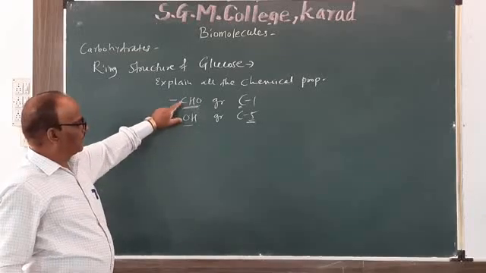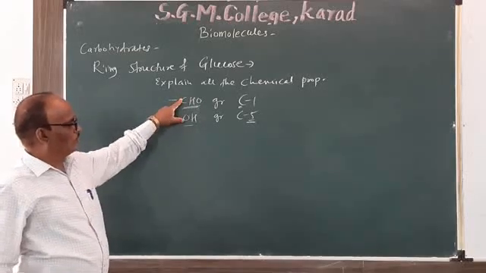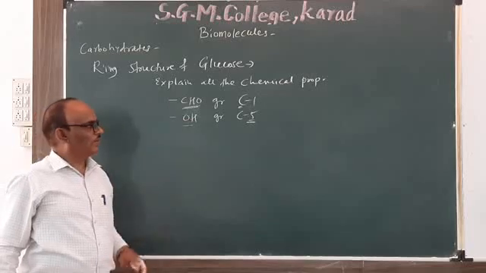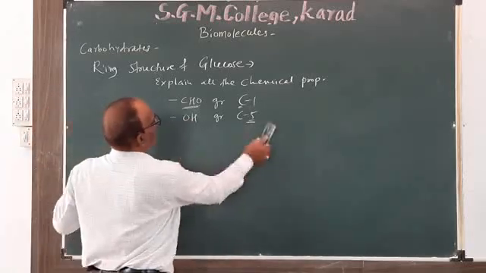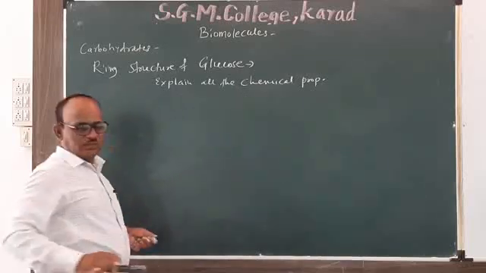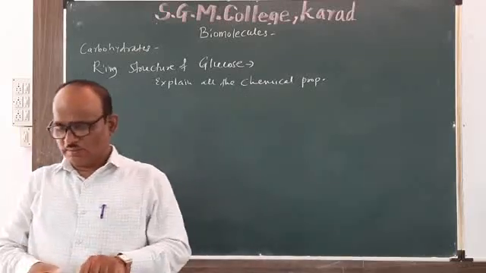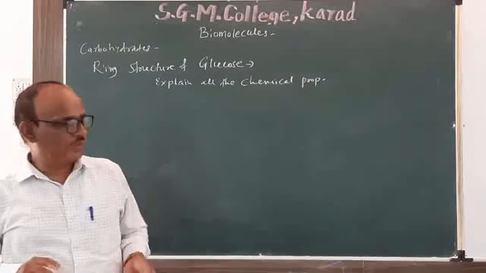So there is a reaction that takes place between the CHO group and this hydroxyl group, and the structure becomes a ring structure, that is, a cyclic structure. So how do we draw this cyclic structure? There are again 2 types of structures.